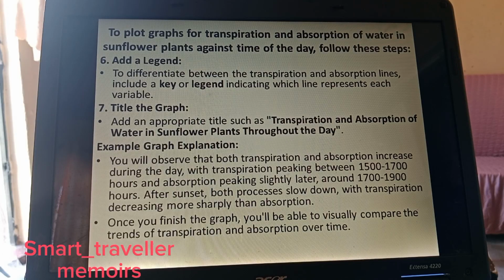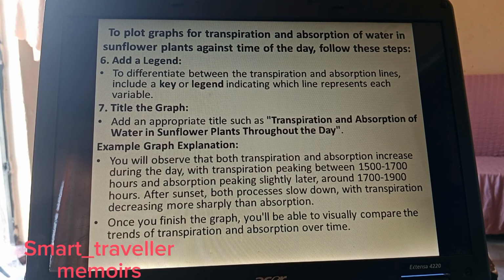6. To differentiate between transpiration and absorption, lines include a key or legend indicating which line represents each variable. Title the graph with an appropriate title, such as transpiration and absorption of water in sunflower plants throughout the day.